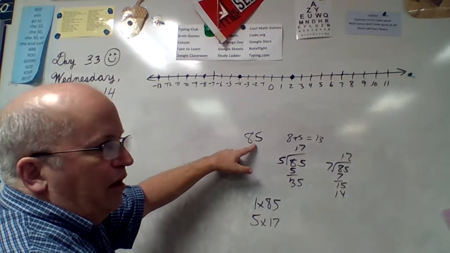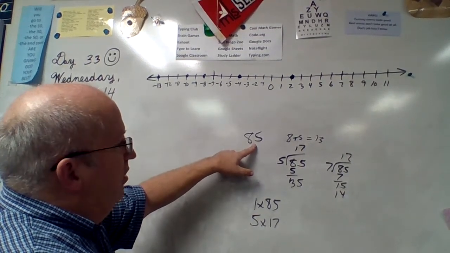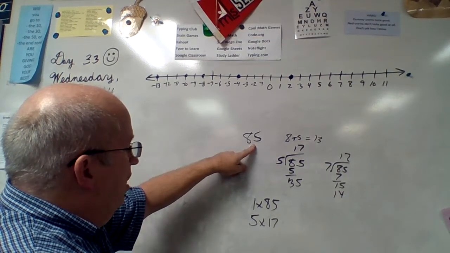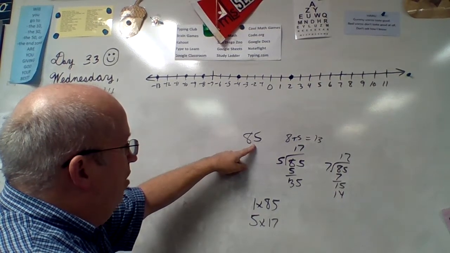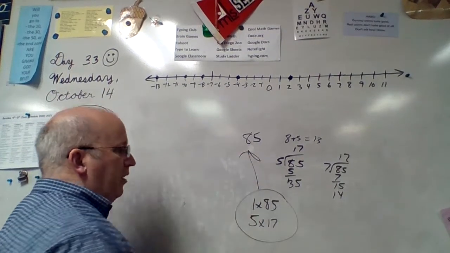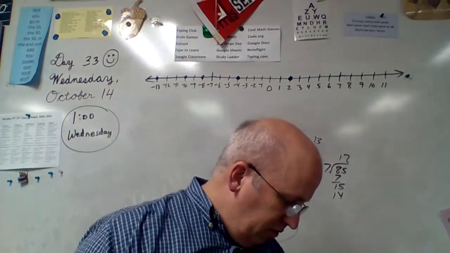9? No, I'm thinking of my math facts. 9 doesn't divide evenly into 85. 10? No. 11? No. 12? I think we're done. These are all of the factors of 85 right there. Those are all the factors of 85.